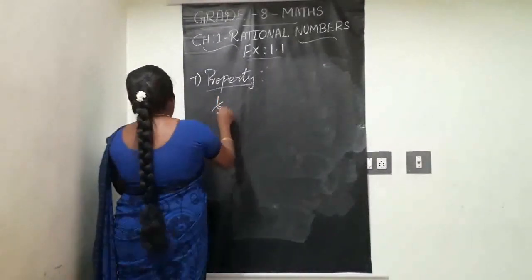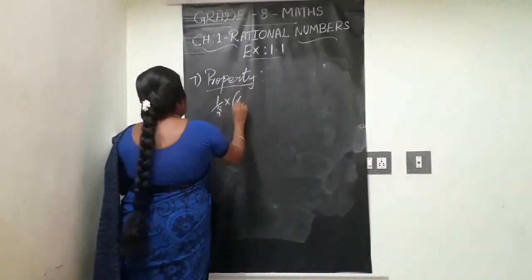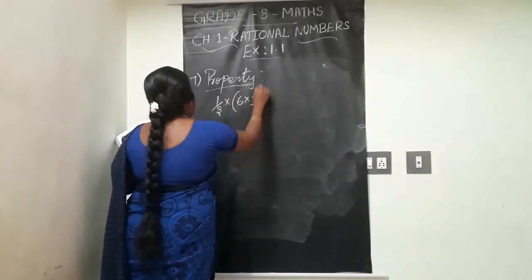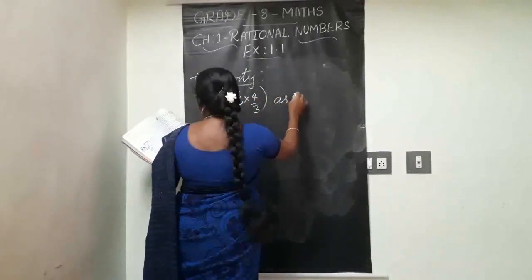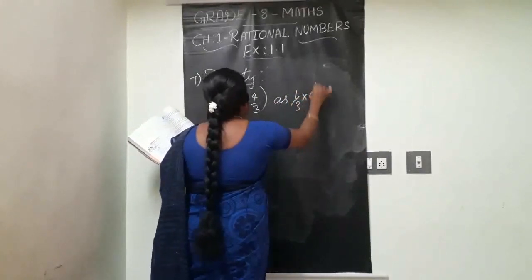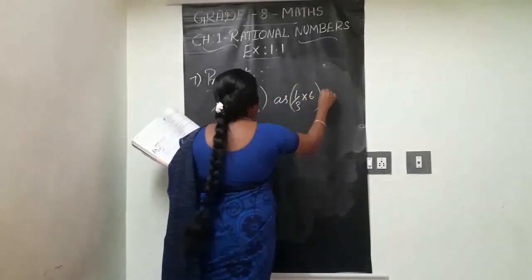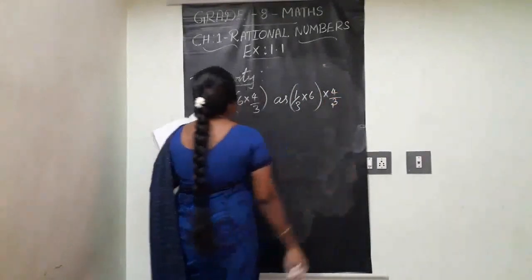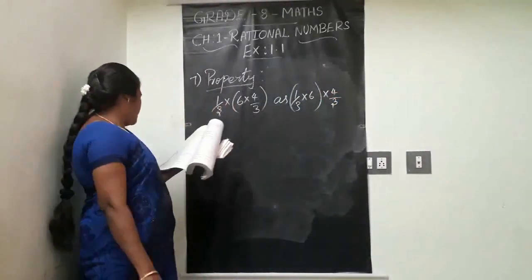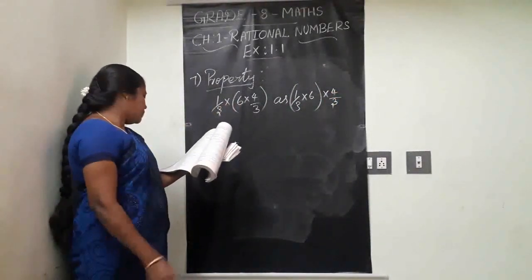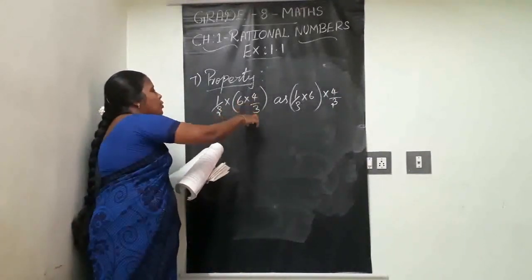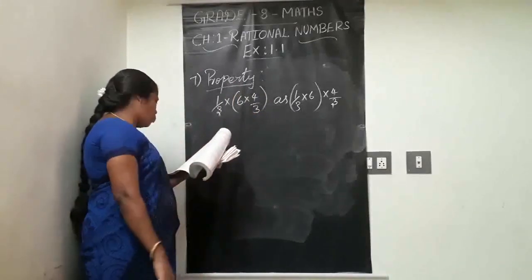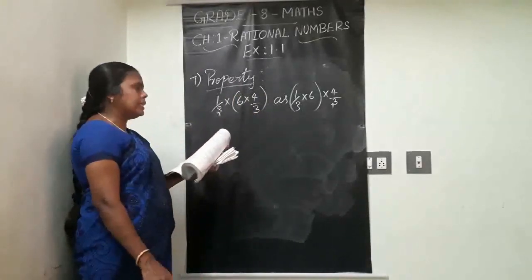One by 3 into 6 into 4 by 3 as 1 by 3 into 6 into 4 by 3. Clear? This is the question. Tell what property allows you to compute 1 by 3 into 6 into 4 by 3 as 1 by 3 into 6 into 4 by 3.